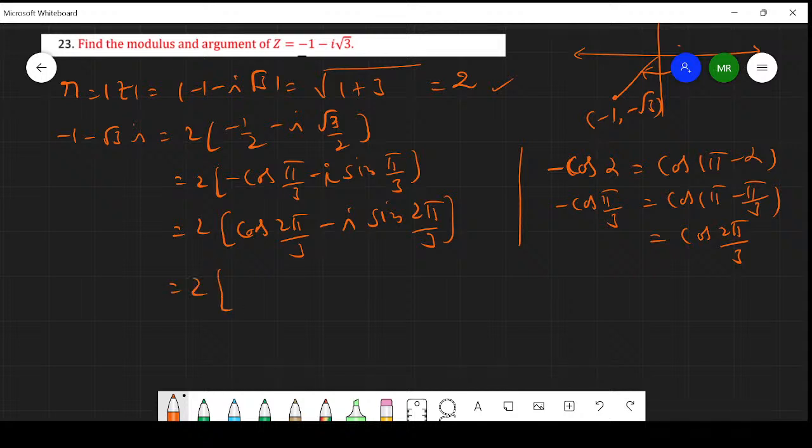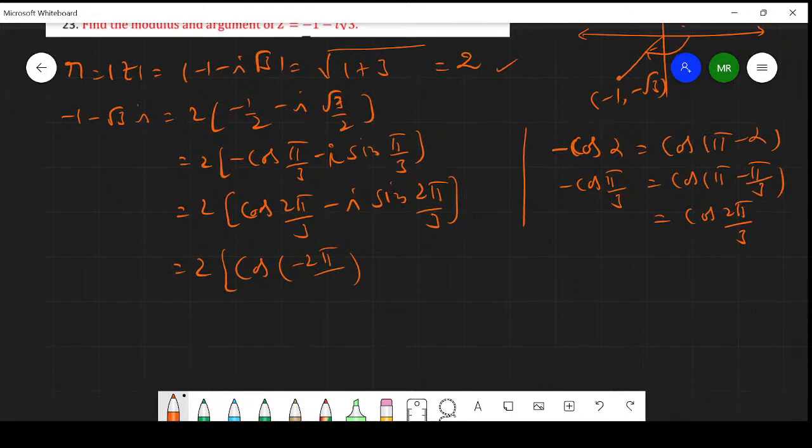The final answer is cos of minus 2 pi by 3 plus i sin of minus 2 pi by 3. You can observe here how I have written cos of minus 2 pi by 3 plus i sin of minus 2 pi by 3, and you can express it like this.